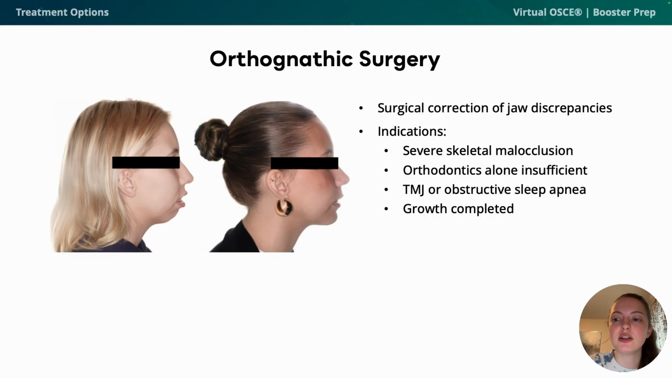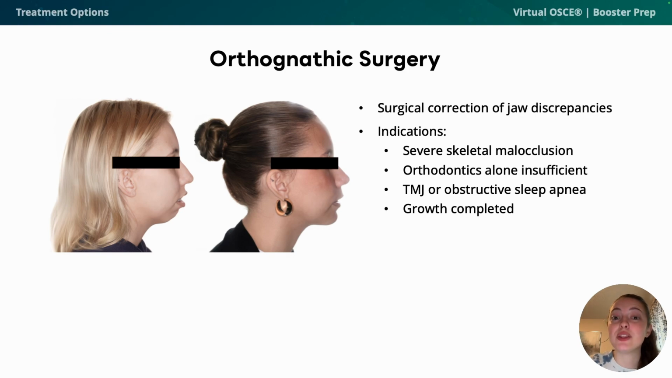So if you see a patient, likely an adult as they must be full grown, who has a severe skeletal malocclusion that orthodontics alone will just not fix, then orthognathic surgery is the best treatment option. And another common indicator for orthognathic surgery being needed is if a patient has obstructive sleep apnea, or maybe they just have really large concerns with their profile.